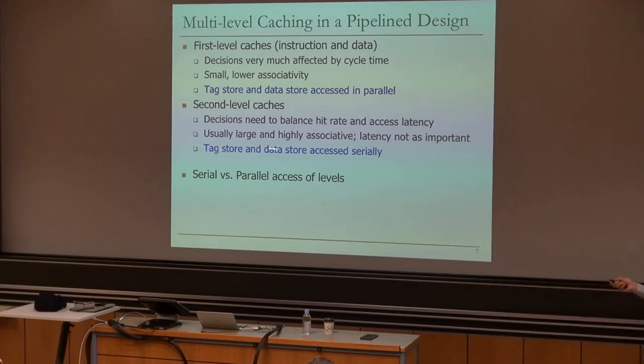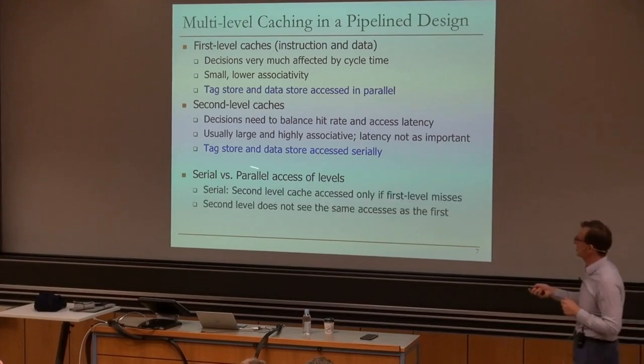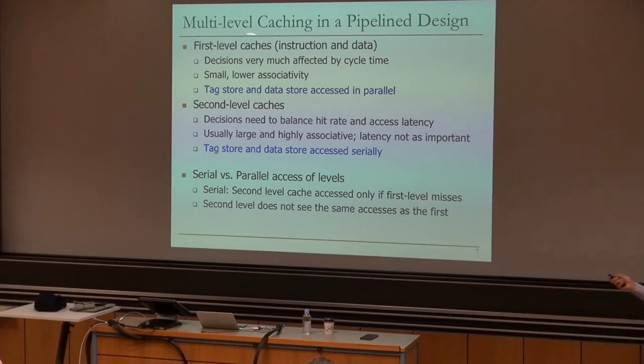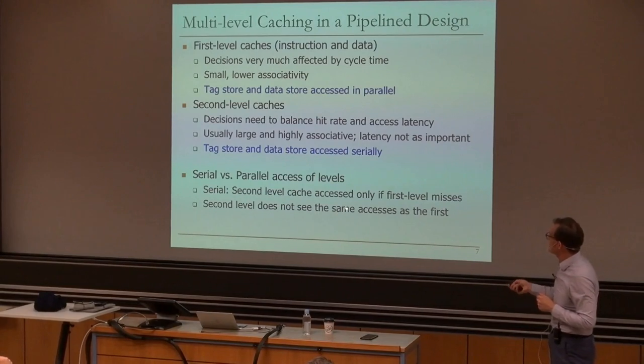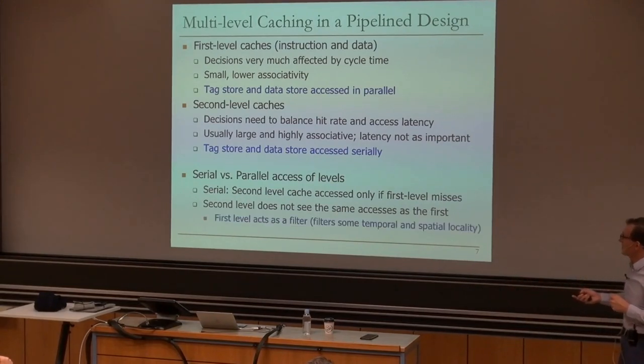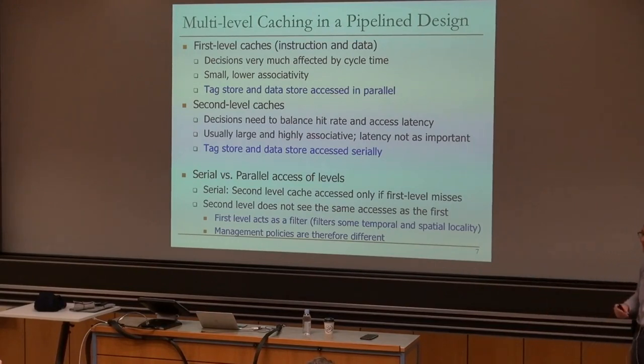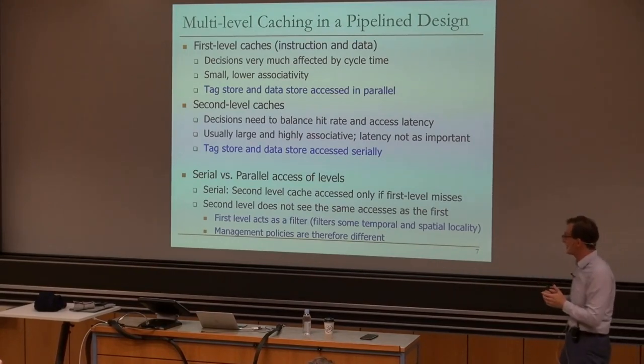Okay, so we talked about serial and parallel access of tag and data store. There are trade-offs related to this, but there are also serial versus parallel access of levels as well, right? You may, for example, decide to start the second level cache access only if the first level misses. That's called serial. You serialize the accesses. In that case, the second level does not see the same access as the first. And the first level acts as a filter, as we've just discussed. It filters some temporal and spatial locality. And management policies are therefore different between first level and second level because they actually see very different access streams.